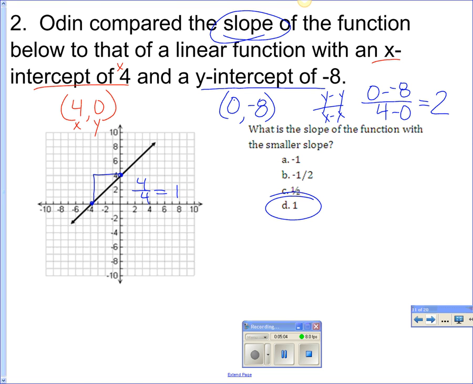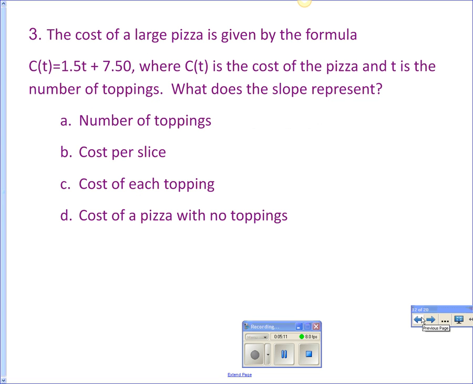Okay. You might have a question on that one? All right. Number 3. The cost of a large pizza is given by the formula C of T equals 1.5 T plus 750, where C of T is the cost of the pizza and T is the number of toppings. What does the slope represent? Mary, what should I circle on this one?